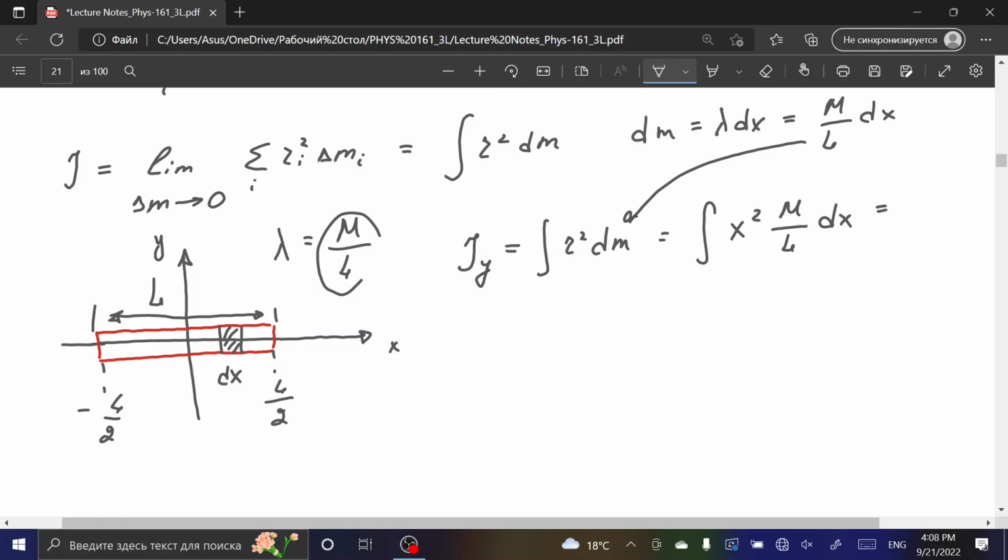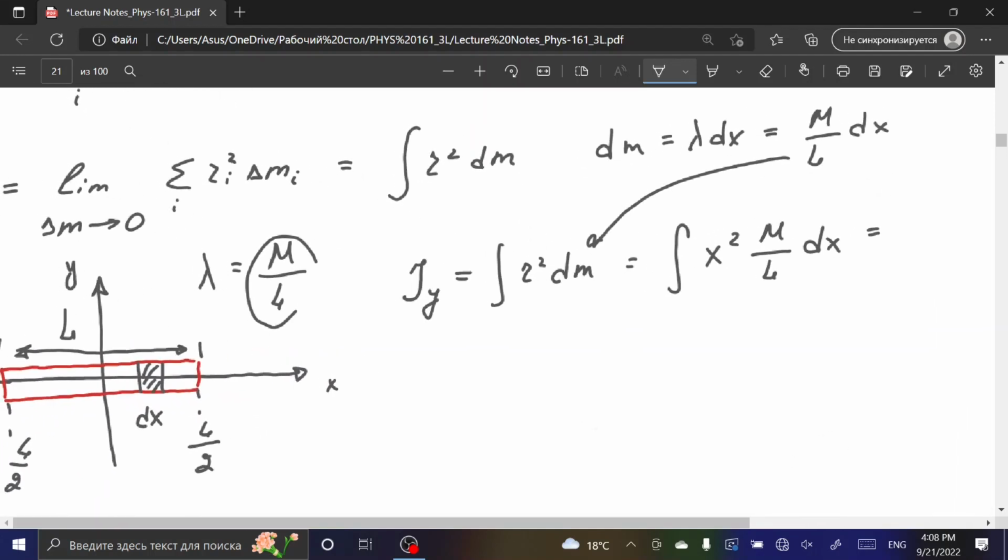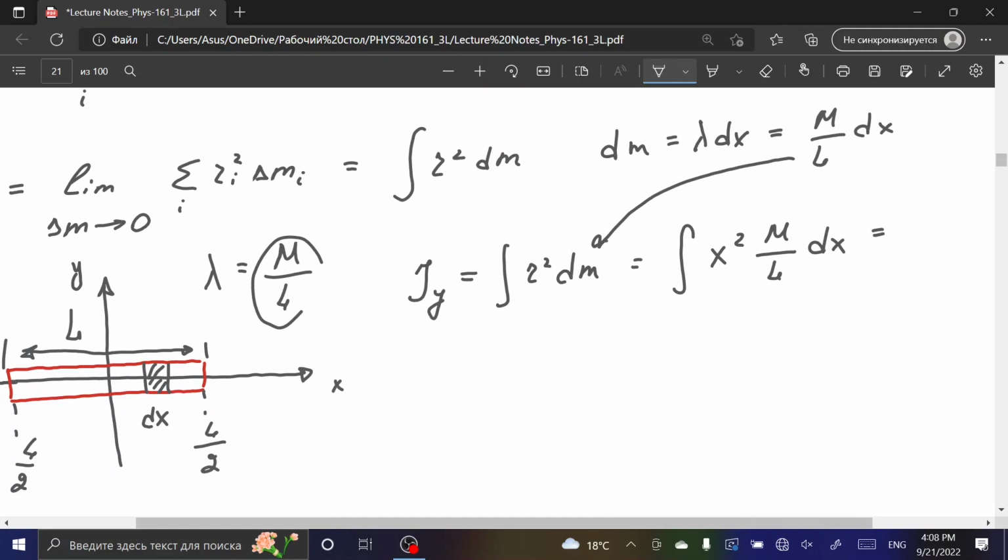Also, we need to specify the range of integration. So we need to integrate, obviously, for the whole length of the rod. So we go from the left edge at coordinate minus L over 2 to the right edge, which will be L over 2. That will give us the following. We can take out the constants: integral from minus L over 2 to L over 2 of x squared dx.